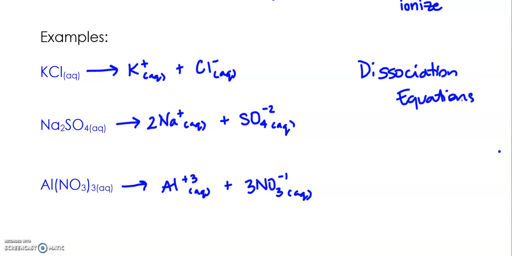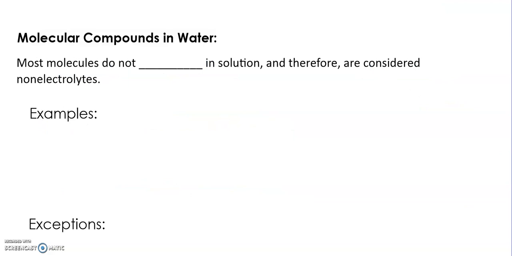All right. So now what kinds of things, let's go over here, are non-electrolytes? And these are going to be our molecular compounds. So these are typically things that are nonpolar, or things that aren't ions. So most molecules do not ionize when in solution, and therefore are considered non-electrolytes. Like the example I had of sugar.